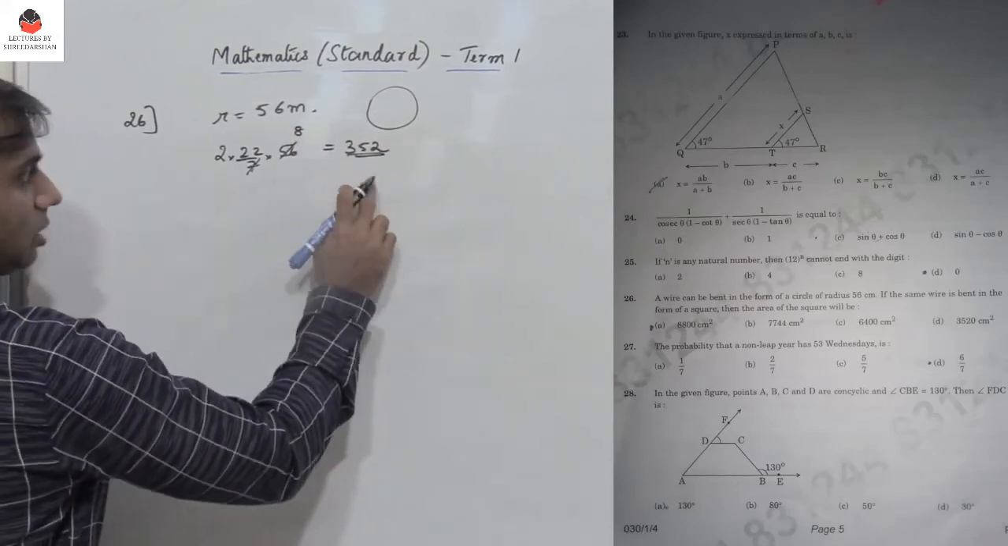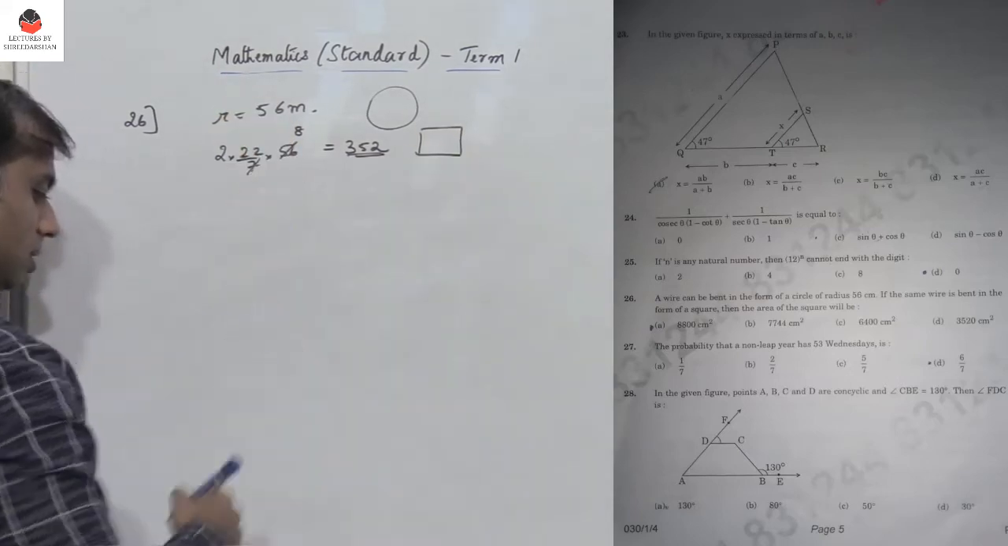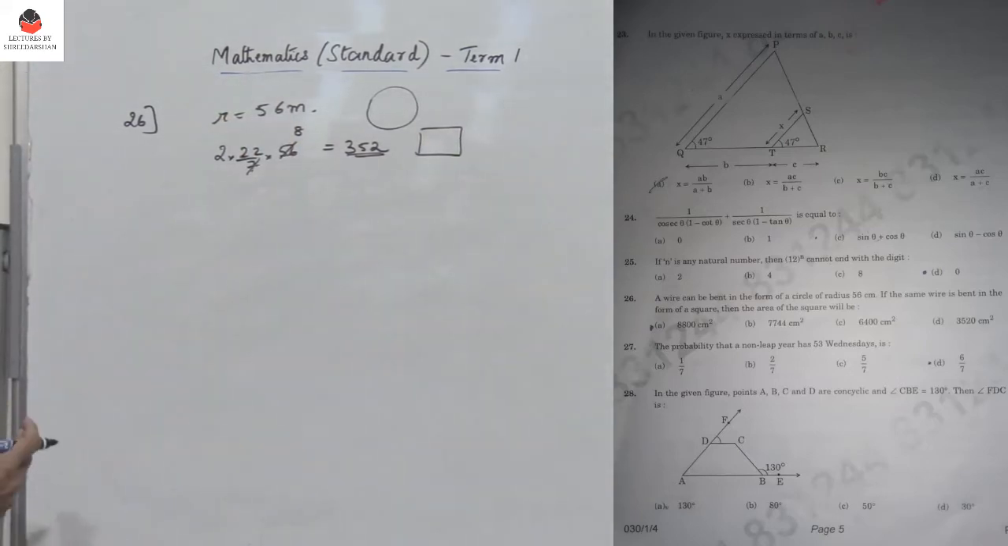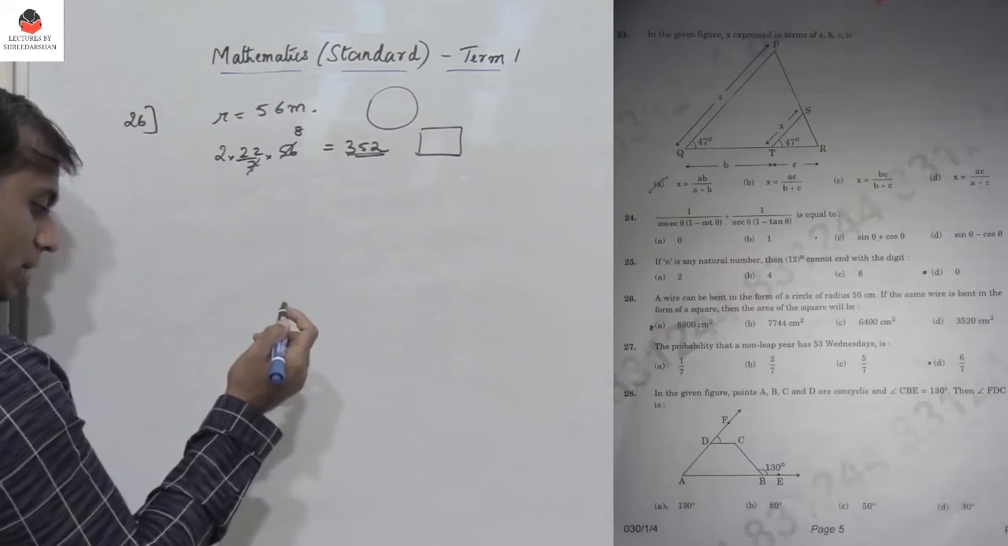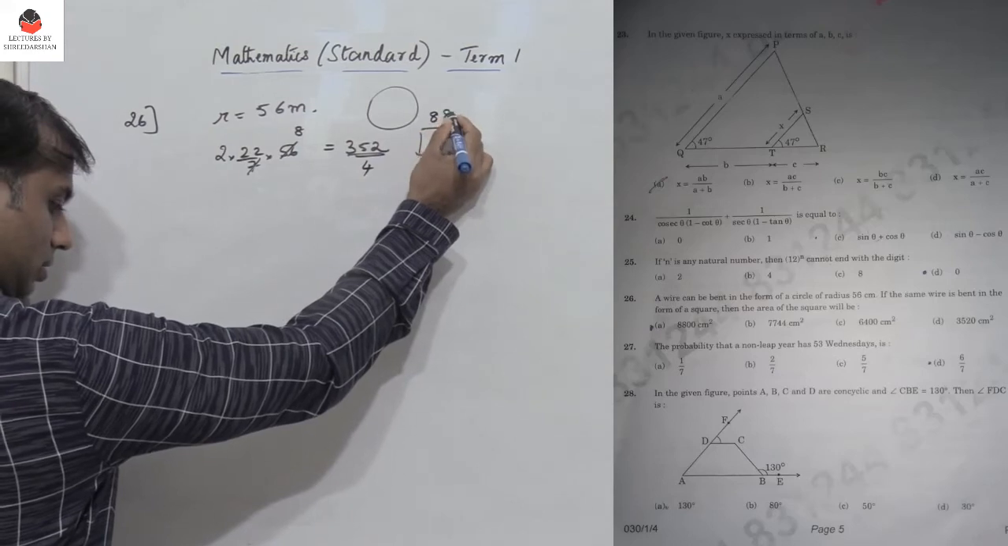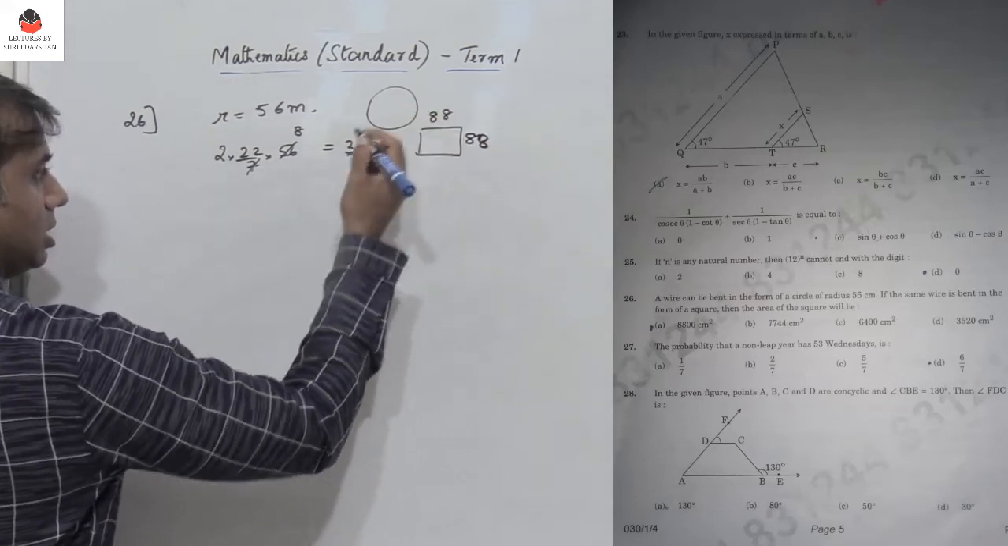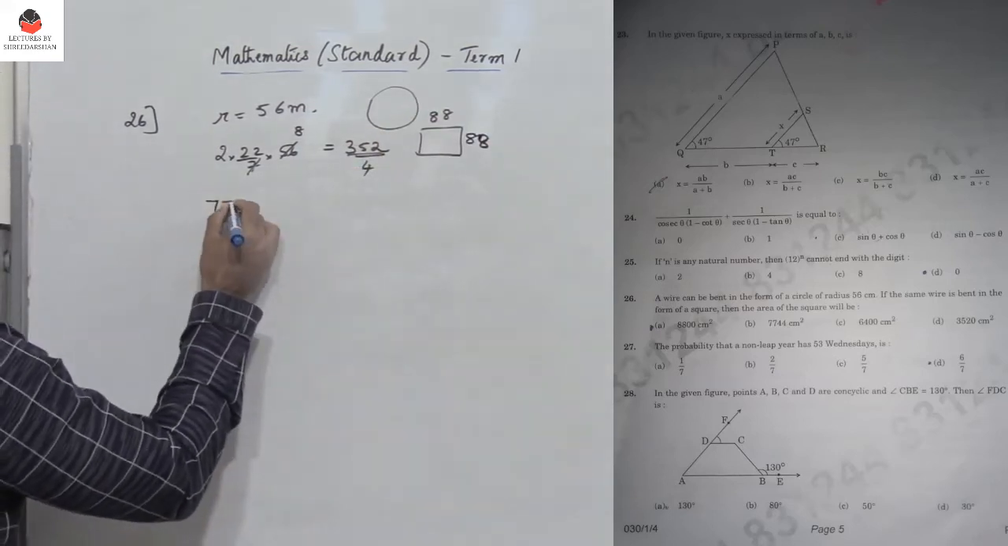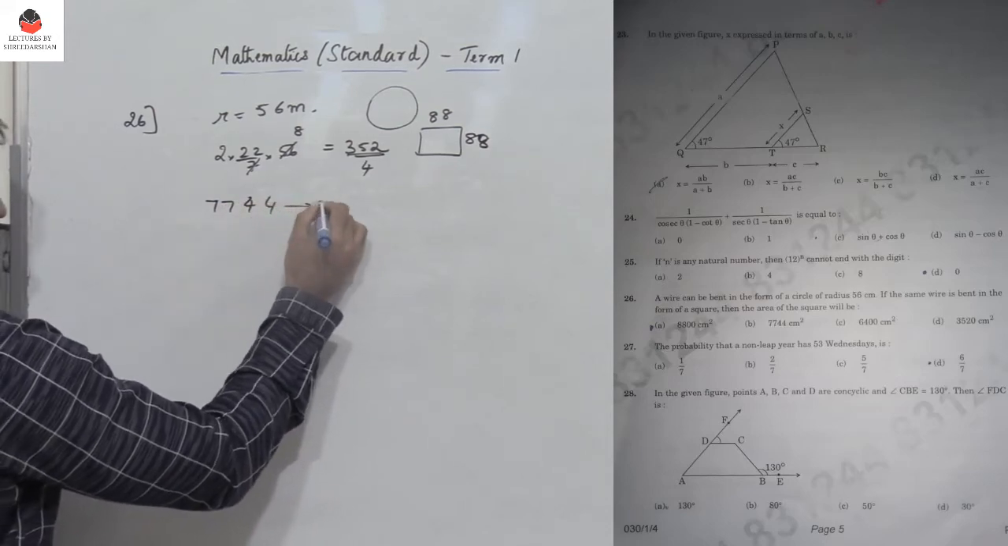Now this is the length. So this length is used to make a square, right? So for a square I have to divide it by 4. So the length of each side is 88. So now the area is 88 into 88, which gives me 7744, which is option B.